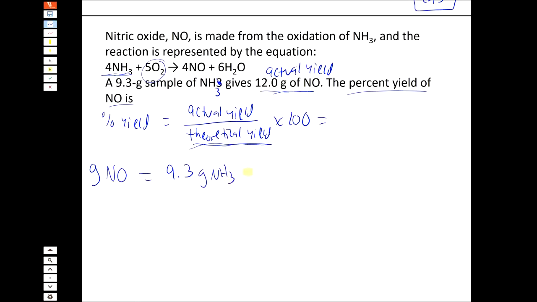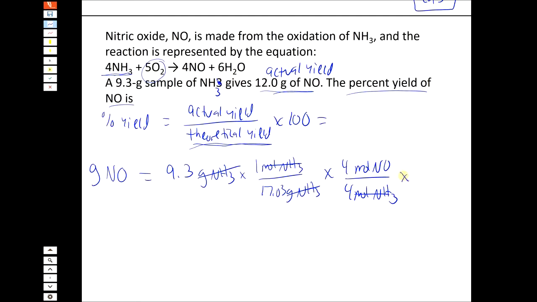So 9.3 grams of NH3. We convert to moles first in pretty much any stoichiometry problem. So we use the molar mass of NH3, which is 17.03 grams per mole. Divide by that to get moles of NH3. Once we have moles, we can get moles of product by using stoichiometric ratios. So 4 moles of NO form for every 4 moles of NH3 that react. They both have coefficients of 4. So that cancels out moles of NH3, and then to get the theoretical mass of NO in grams, we have to multiply by its molar mass, which is 30.01.